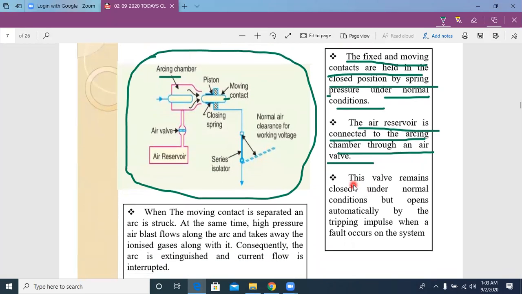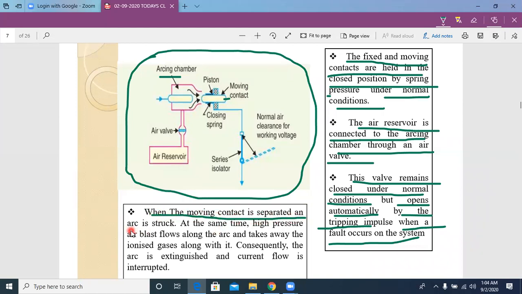This valve remains closed under normal condition, but opens automatically by some tripping action when a fault occurs on the system. When the valve is opened, pressurized air enters into the arc chamber. Now the moving contact is separated and an arc is struck between the contacts because of thermal emission and field emission.